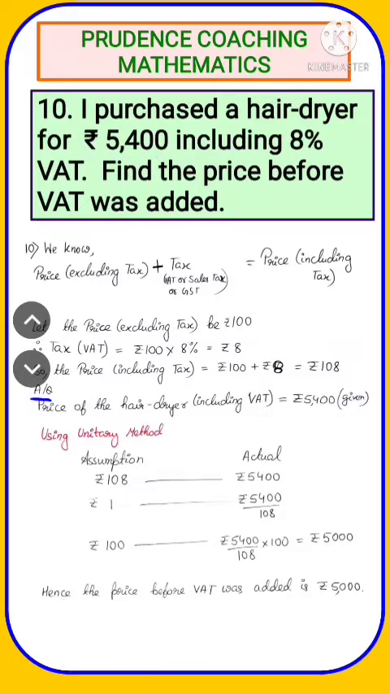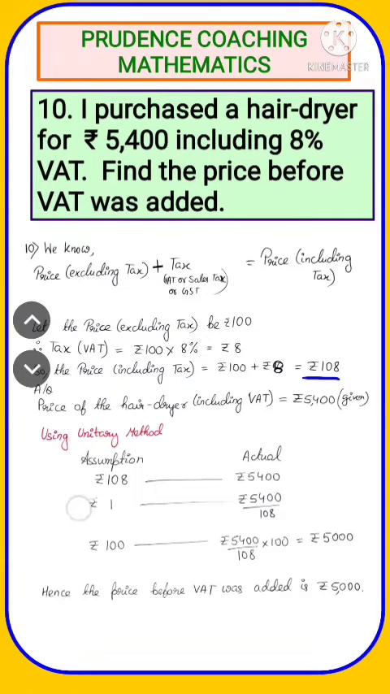5400. Now we will use the unitary method to find out the price before tax was added. So using unitary method, you write always the assumptions on the left hand side and actual value on the right hand side, as you need to find out the actual value. Now as you can see, according to our assumption, rupees 108 is the price including tax. So this rupees 108 is equals to rupees 5400 in actual, because in this price the VAT is already included. So we can write rupees 108 equals to rupees 5400.